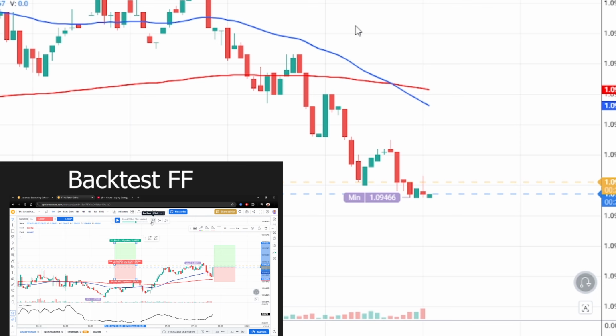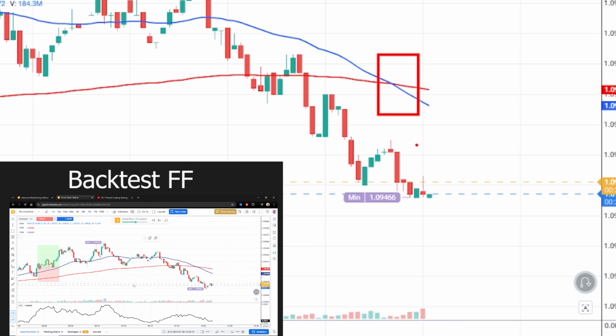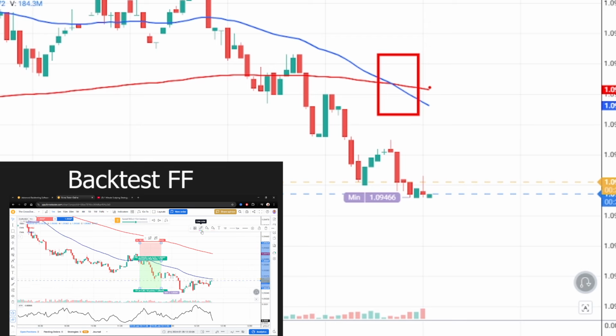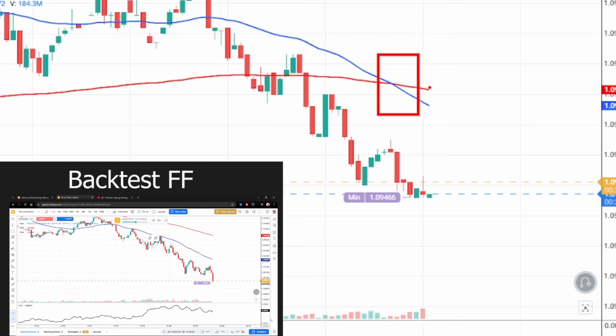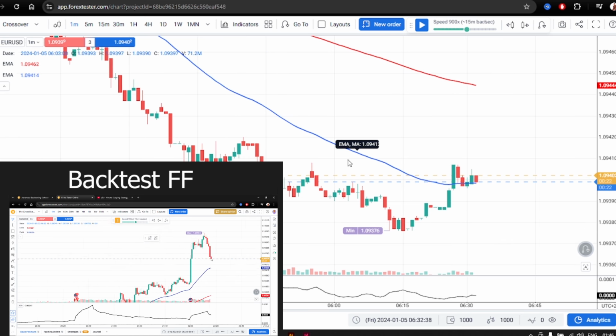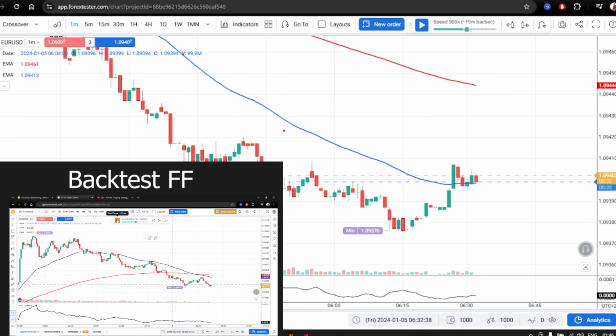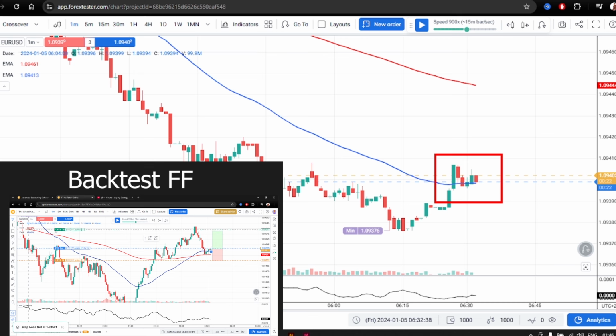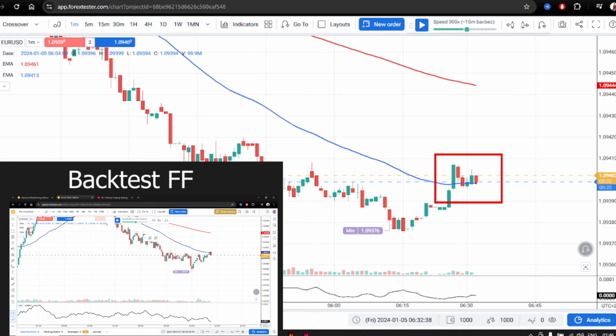Now let's talk about the sell trades. For the sell trade, what you want to see is the 50 EMA crossing below the 200 EMA. After that, you want to wait for the price to move and make a pullback into the 50 EMA. And then you want it to go between the 50 EMA and the 200 EMA. And then you want it to immediately break out again to the downside and close below the 50 EMA.